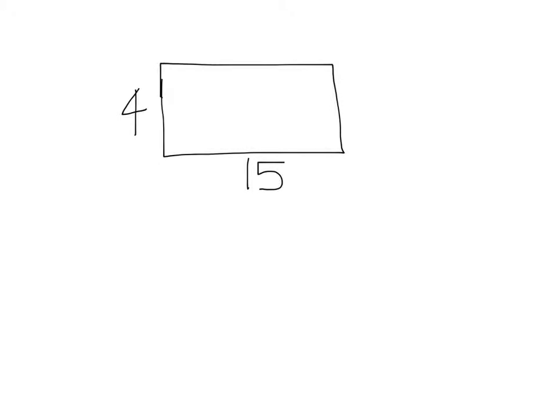You can also write it P equals 2, open parentheses, length plus the width. Let's take a look at this example. They want you to find the perimeter of this rectangle. And we remember that it is 2 times the length plus the width.